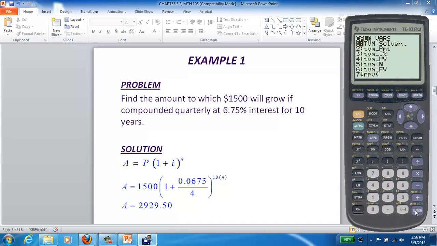TVM Solver. And then, as you can see, you have the N. N is the number of years. In this case, this is going to be equal to 10. I will be 6.75%. The main difference between this example and before is that before the rate it was a decimal, but now we have to enter it as a percent, 6.75. Present value, this is the 1500.